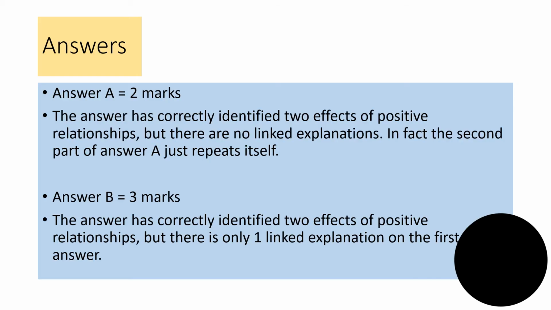And then with answer B, I would have awarded 3 marks. So the answer has correctly identified 2 effects of positive relationships, but there is only 1 linked explanation, and that is on the first answer.